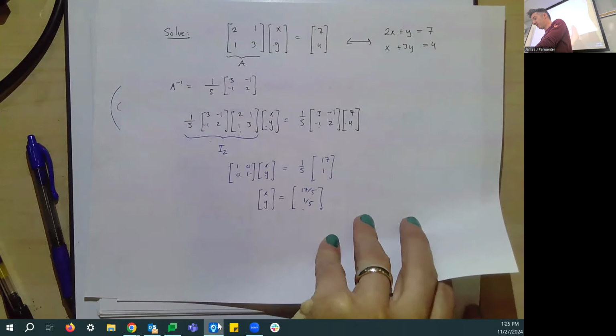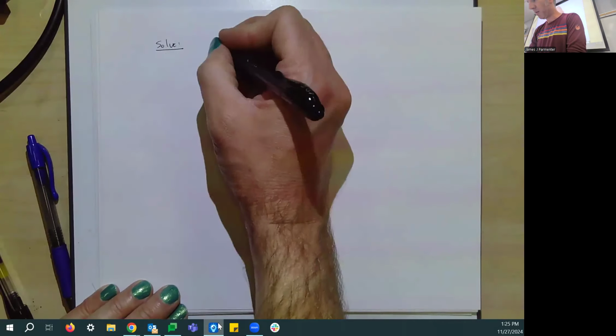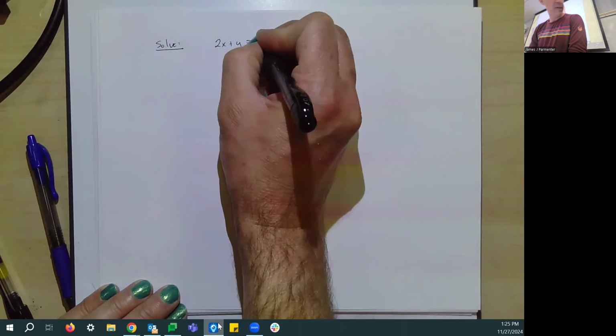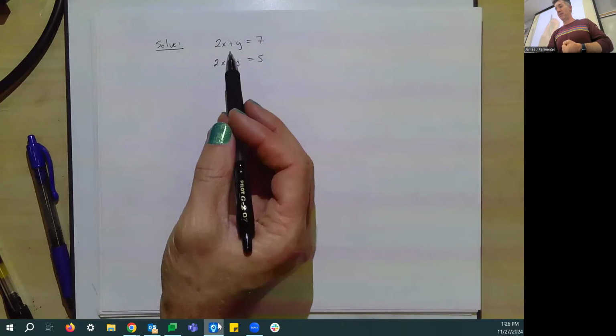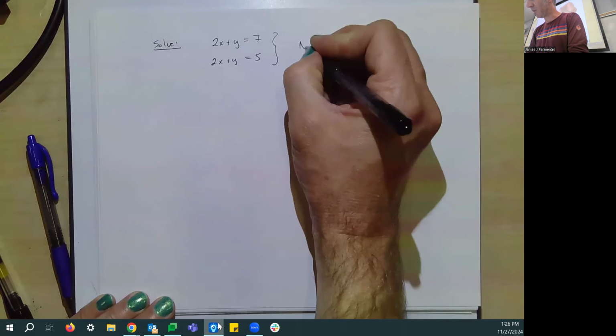But if your matrix A isn't invertible, we can't use this process. So for example, if I try to solve the system 2x plus y equals 7, and let's make it real obvious, 2x plus y equals 5, I think we can all see, before we do anything else, that there's not going to be a solution to the system of equations. There isn't an x and y pair where 2 times x plus y equals 7 and 2 times x plus y equals 5. The same thing on each side can't equal two different numbers. So this system has no solutions.